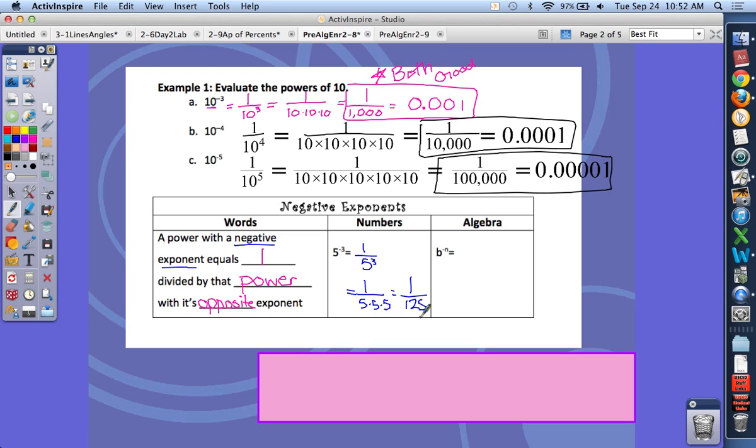You can also write an algebraic example. So b to the negative n, still same rule, a power with a negative exponent equals 1 divided by. B to the negative n is going to be 1 divided by that same power with its opposite exponent. So b to the nth down in the bottom.